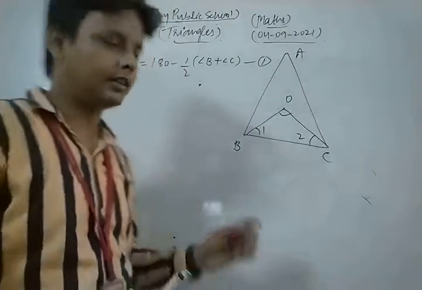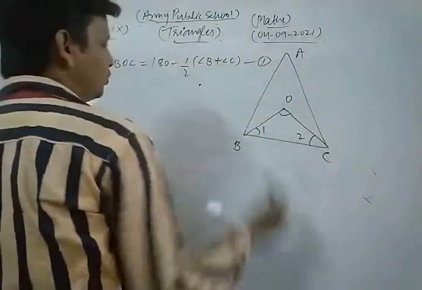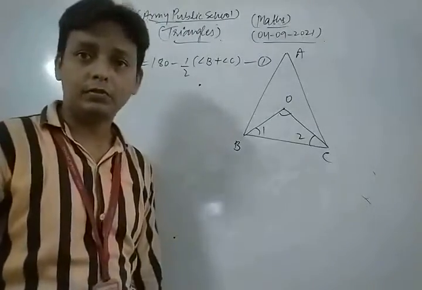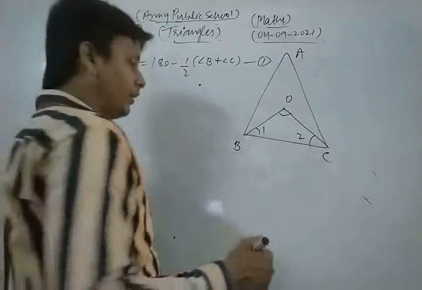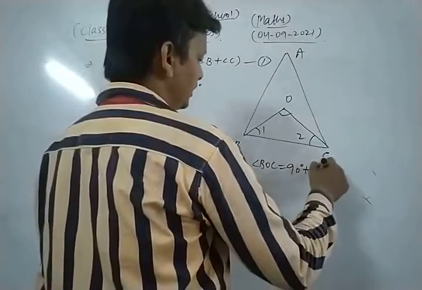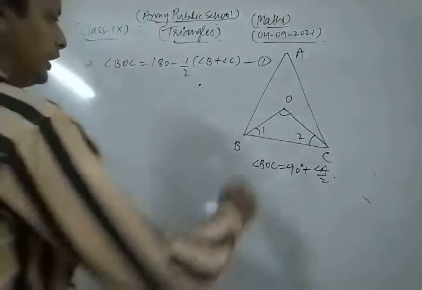Thus, dear students, this is the equation we take first. It means angle BOC is equal to 180 minus half of angle B plus angle C. But dear students, we have to show that angle BOC is equal to 90 degrees plus half of angle A. So for that, we apply the following.